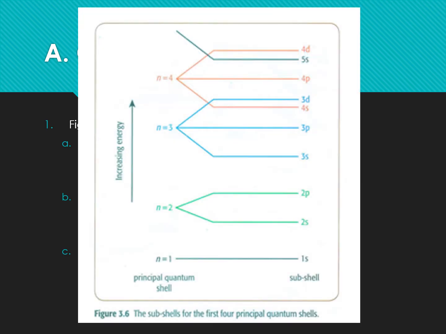So in your principal quantum shell, each has a different number of subshells. Like energy level 1 has one subshell, 1s, and then energy level 2 has 2s and 2p, and then 3 has 3s, 3p, and 3d, and then so forth.